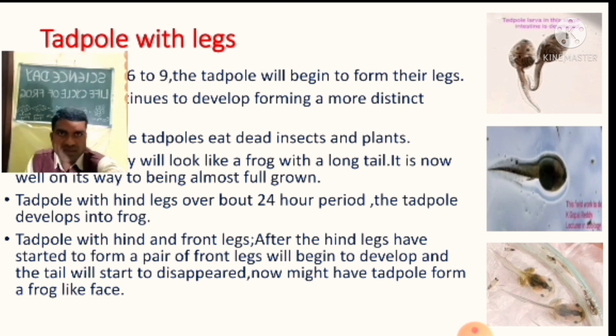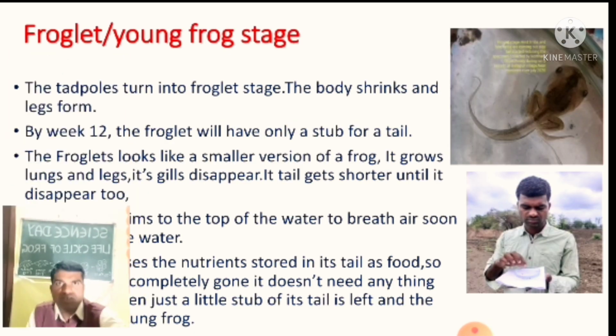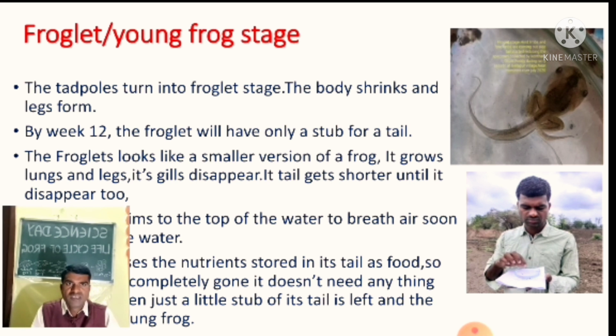Okay, so continuation. Next one, the froglet stage, also known as the young frog stage. The tadpoles turn into the froglet stage. The body shrinks and legs form. Legs are forming here now. Hind limbs and forelimbs are also somewhat developing in this stage. By week 12, the froglet will have only a stub for a tail. The froglets look like a smaller version of a frog.